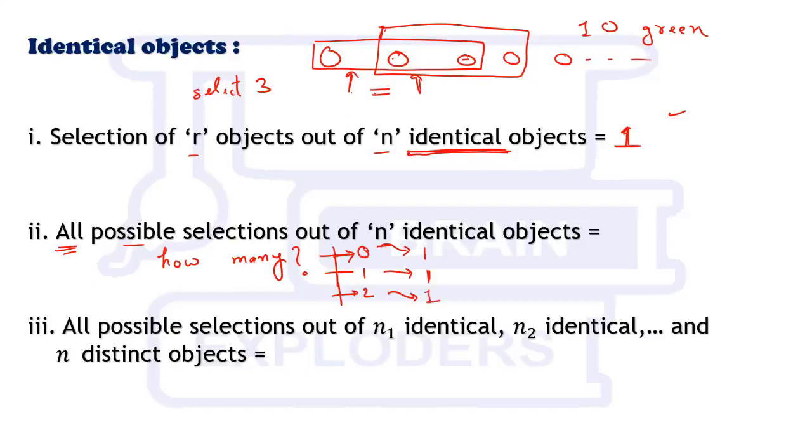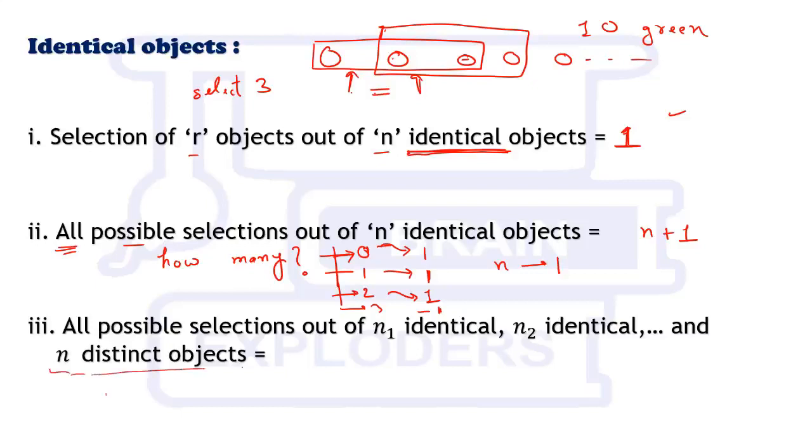Okay, why? Because all are identical, so trying to select different objects is not possible. So how many are there? 0, then 1, then 2, then 1 for 2, then 1 for 1, and then 1 for 3, and up to this 1 for n, and in total we have n plus 1. All possible selections of n1 identical objects, n2 identical, and so on, and n distinct objects.